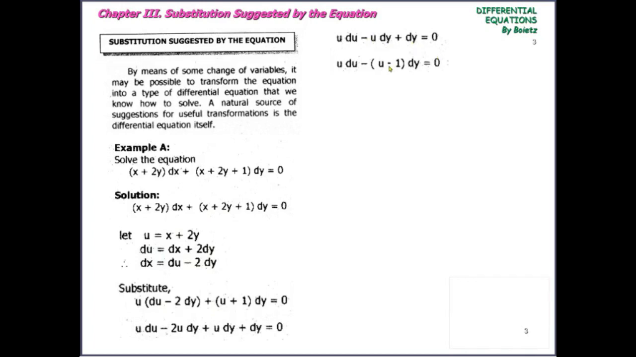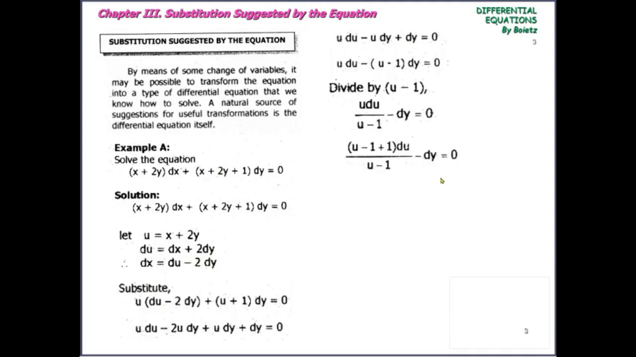Yan. So u du minus u dy plus dy. Then factor out, here, pinactor out yung negative dy. So kaya naging u minus 1 na lang yan. Then dy equals 0. And this one is now variable separable. Okay? So alam niyo na siyang i-solve. So just separate u from y and y from u. So just divide the whole equation by the coefficient of dy as a function of u, which is quantity u minus 1. Then if you will divide, this will become u du over u minus 1 minus dy equals 0.